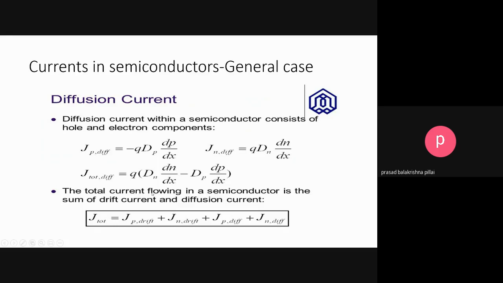So when we talk of the total current in a semiconductor, we have four components. The two components due to the hole, that is the hole drift current and the electron drift current, and the hole diffusion current and diffusion current due to electron. So you have four components, but we'll always see that most of the time, one or two will be dominating. So we need not worry. But in general, we can have four components of current.